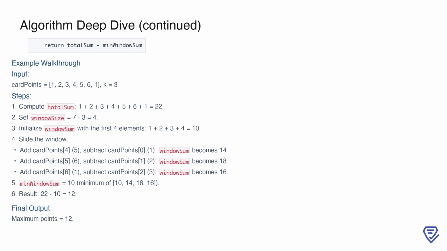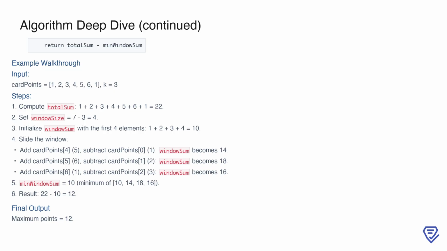Let's walk through an example to see how this works. Suppose the input array cardPoints is 1, 2, 3, 4, 5, 6, 1, and k is 3. First, compute the total sum of the array, which is 22. Next, calculate the window size, n minus k, which is 7 minus 3, equal to 4. Initialize the window sum with the first 4 elements: 1 plus 2 plus 3 plus 4 is equal to 10.